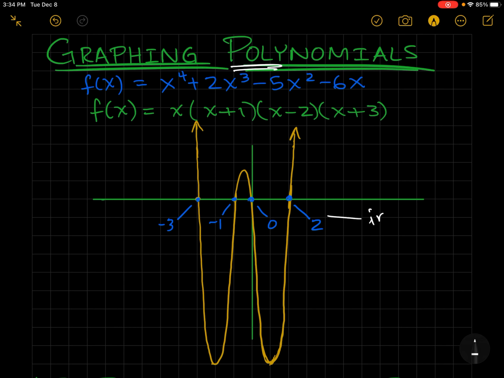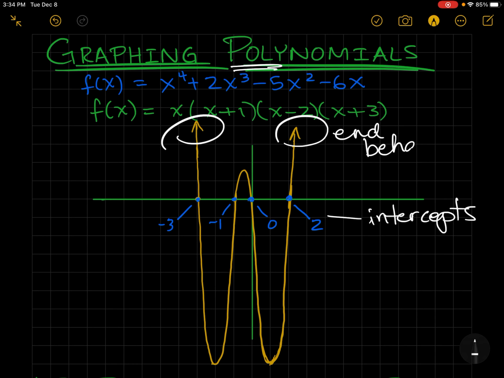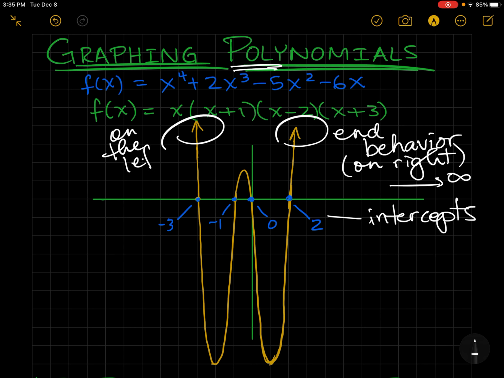The first thing you can see I have highlighted here are the intercepts. These are the x-intercepts. We're going to look at the end behavior, and that's telling you which way the arrows point. We call this the end behavior. This is on the right, and we say this is moving towards positive infinity, and on the left we say is moving towards negative infinity. You'll get a lot more of that in pre-calc.